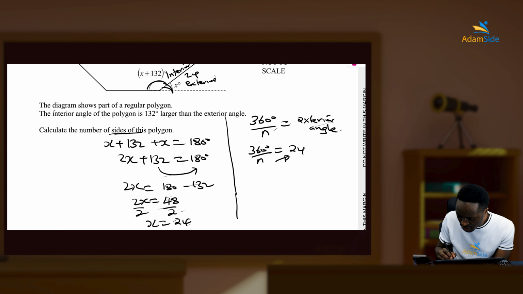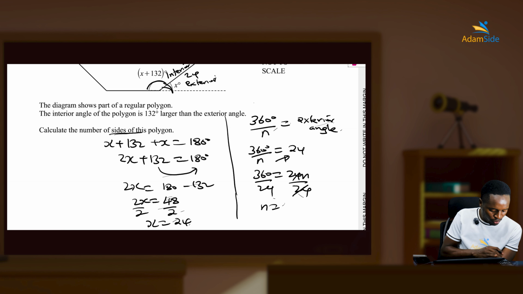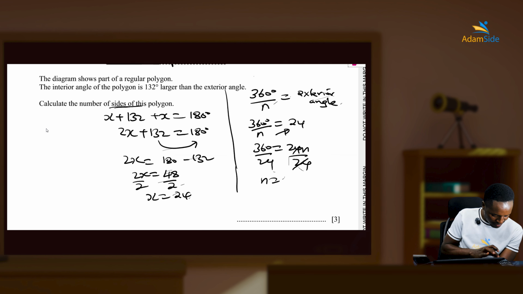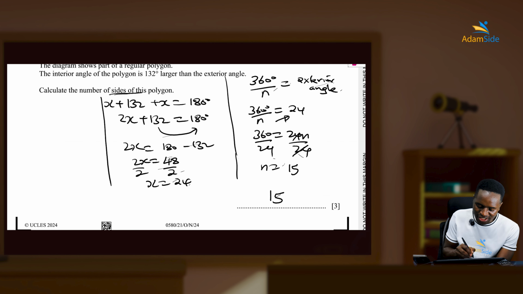To get the number of sides, cross multiply. So 360 is equal to 24n. Divided by 24, divided by 24. n is 360 divided by 24. What do we get? 360 divided by 24, you get 15. So the number of sides is 15. That's the way. But what if I was to use the interior angle?